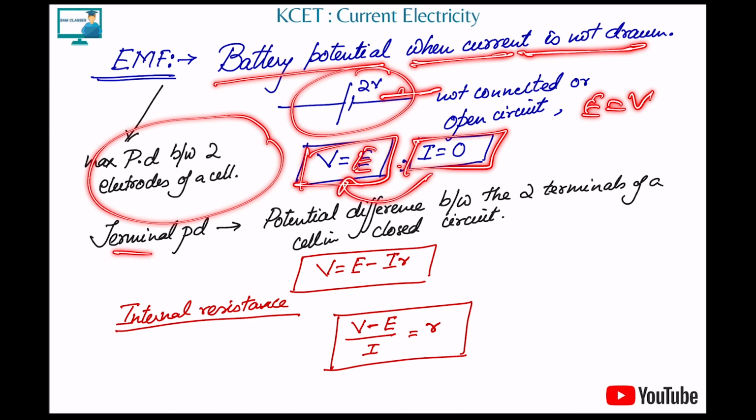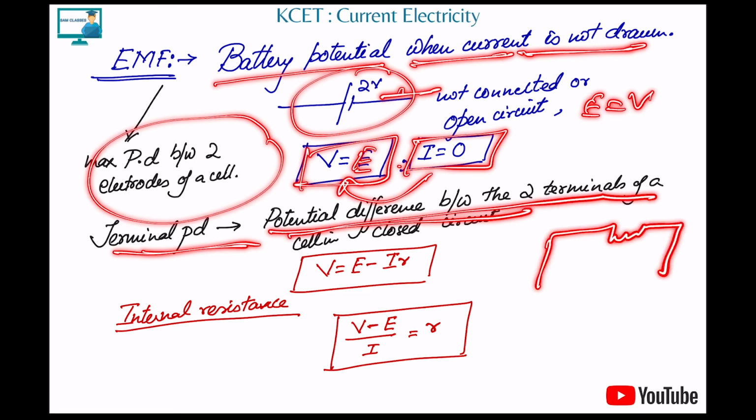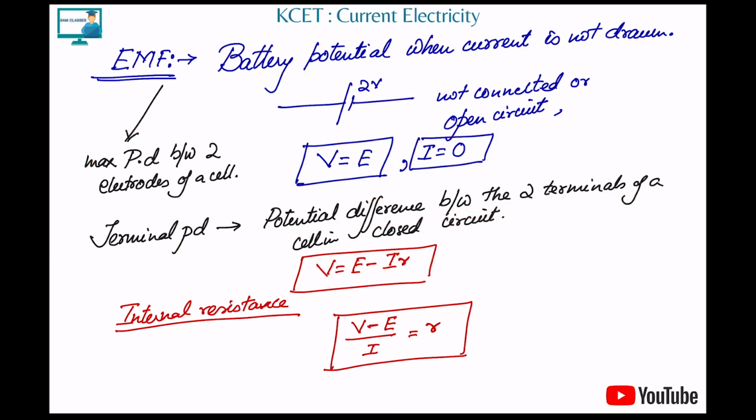The moment you have connected it, what will happen now? The moment you have made a circuit, a part of the battery current will go to the internal resistance also. So in that case the potential V that develops is equal to the original E before connection minus the drop due to the small resistance. So V is equal to E minus Ir. That is known as the terminal potential difference.